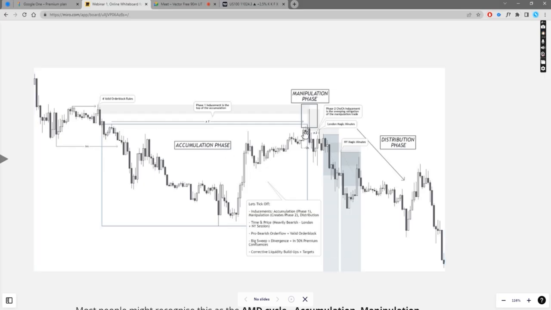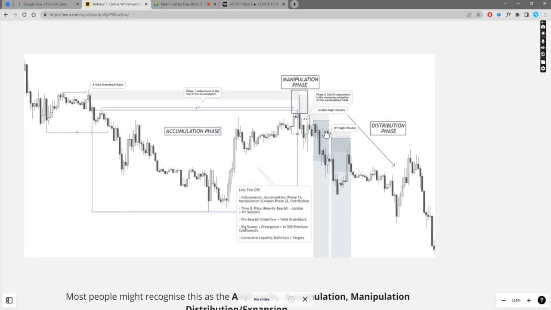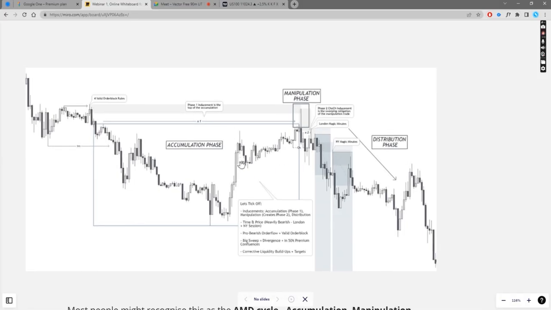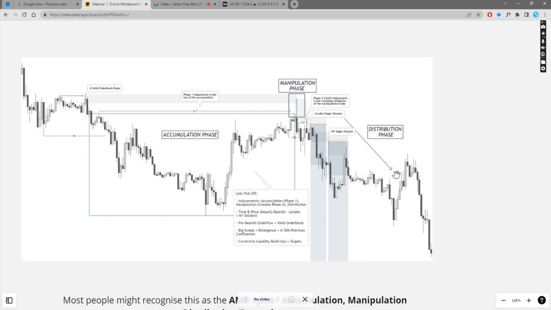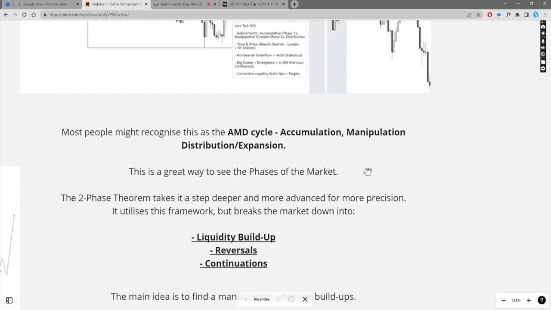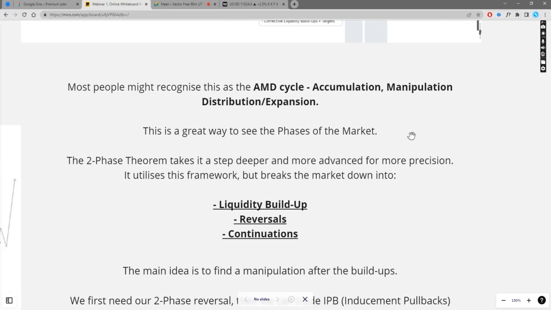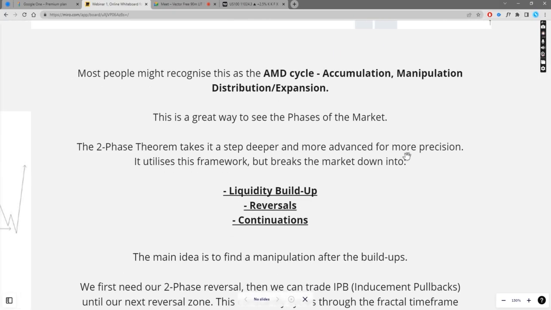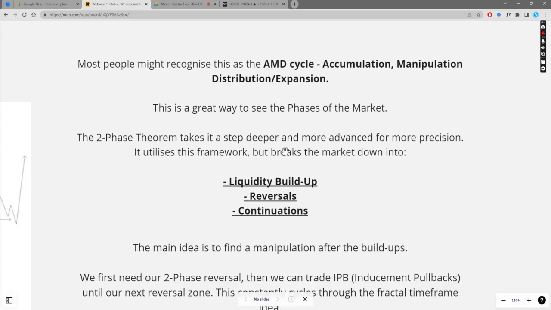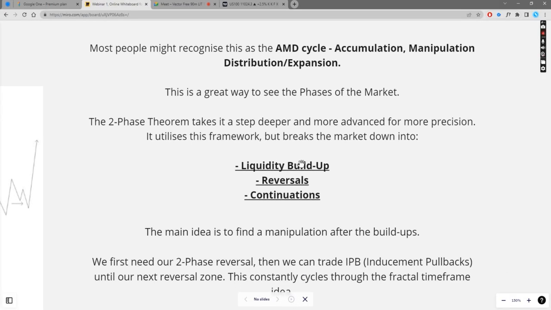We have a nice big sweep, we have some divergence, which is an extra confluence, and then targets, you always got to look at the targets as well. We have our last point demand here, which gets mitigated to here, which allows another sell opportunity, okay? So people might recognize this as the AMD cycle, okay? So you got your accumulation, manipulation, distribution, or expansion, and it's a great way to see the phases of the market. The two-phase theorem takes it a step deeper and more advanced for more precision.